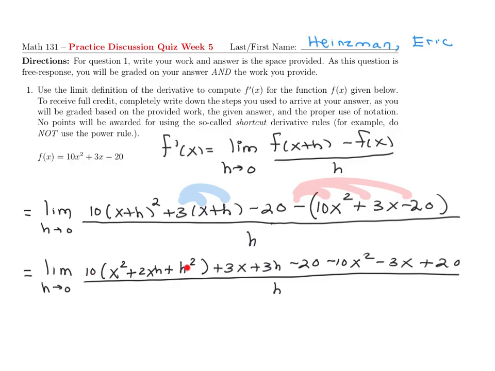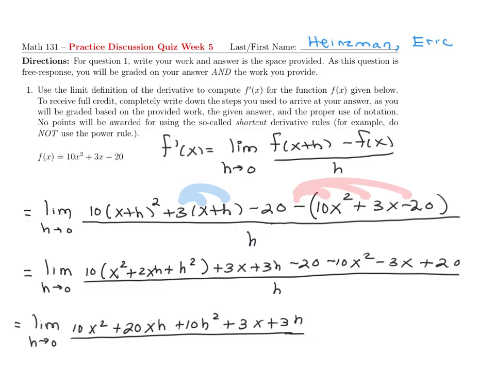Next, I'll distribute the 10. I'll copy all of this down, and then we'll cancel any like terms. So this is the limit as h goes to 0 of 10x squared plus 20xh plus 10h squared plus 3x plus 3h, minus 20 minus 10x squared minus 3x plus 20 at the very end, all over h. So again, that step was I simply multiplied the 10 to every single term.